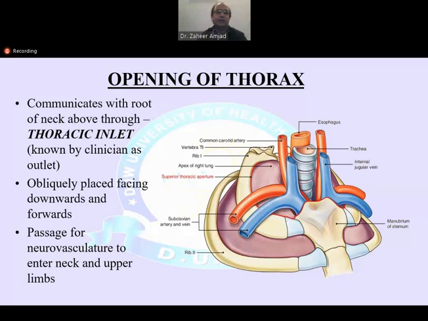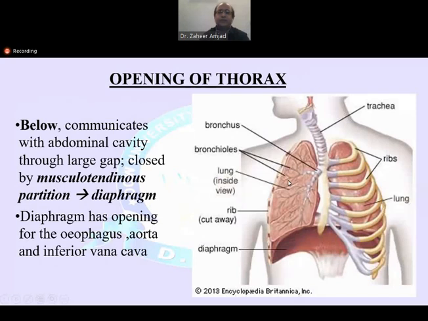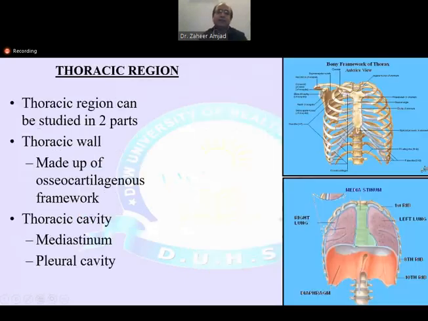It is, as you can see, placed obliquely. It's not a straight horizontal opening, it is an oblique opening, and this obliquity is because of the position of the first thoracic vertebra, which is at a higher level, and the position of the upper part of the sternum, the manubrium, which is the anterior boundary of the thoracic inlet and lies at the level of the fourth thoracic vertebra. So this aperture is obliquely placed. It faces forwards and upwards.